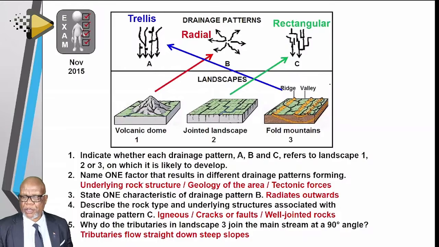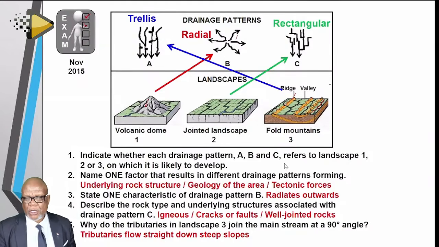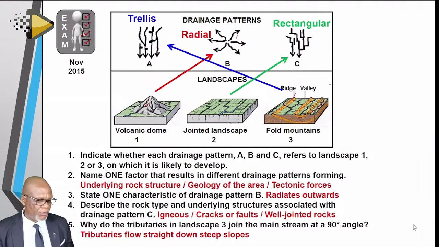So there they are. We can see which one develops there. This one is a radial. That's the radial there. Now you can see here they have gotten bends. So that's your rectangular. And here you can see the parallel mainstreams there, the hard and resistant rock. So that will be the example there. And this is coming from a previous question paper.